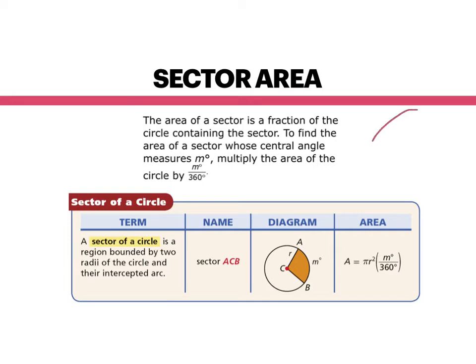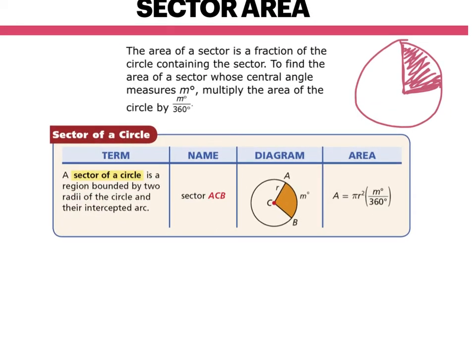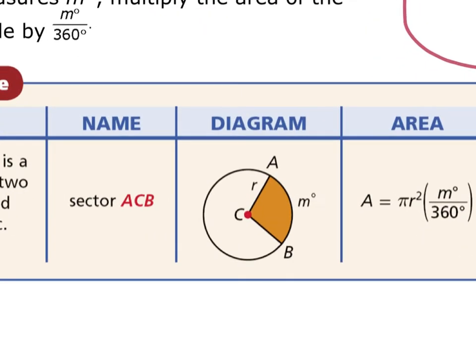So if we have a circle here, our sector is just like this, a little piece of the pie, as you could say. So our area of the sector would just be this part here. So the sector of a circle is a region bounded by two radii of the circle and their intercepted arc. So here we have sector ACB, so it's named by the angle, but it's a sector, so it's talking about all of this in here.